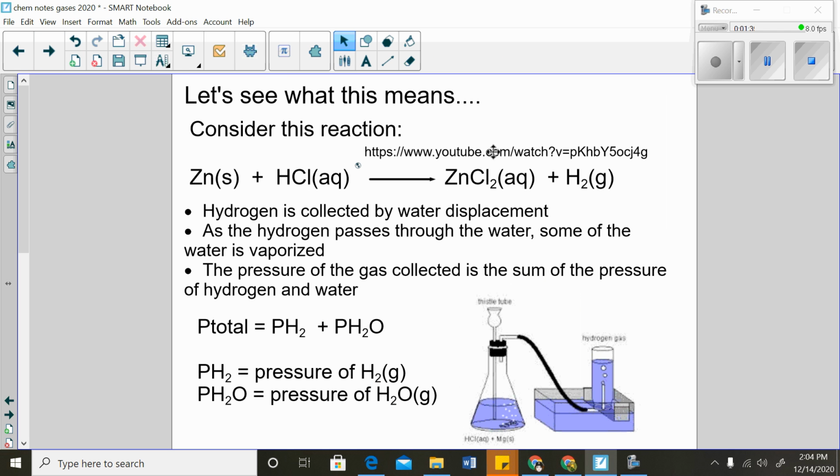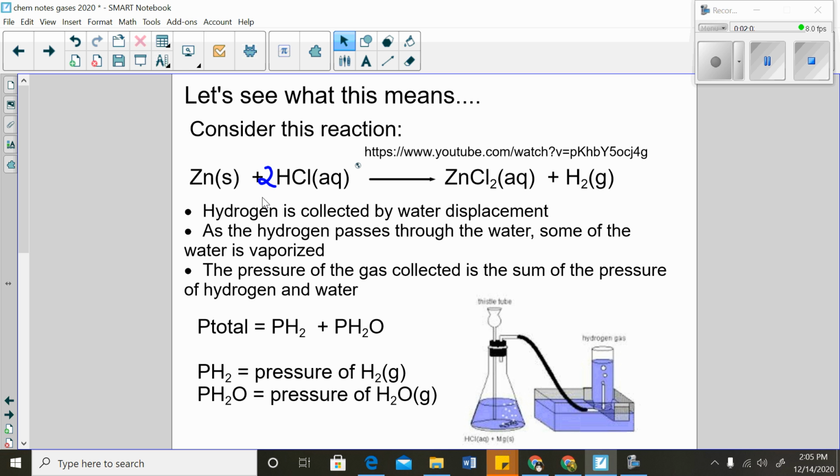So let's see what this means in terms of an experiment. So if you consider this reaction right here, which first of all is not balanced, can you see how to balance it? Hopefully you pause and try and figure it out. But your zincs are balanced, it's 1 and 1. Your H and Cl though, there's only 1 of each on the left-hand side. There's 2 of each on the right-hand side, so you need to put a 2 in front. You're welcome for that refresher.